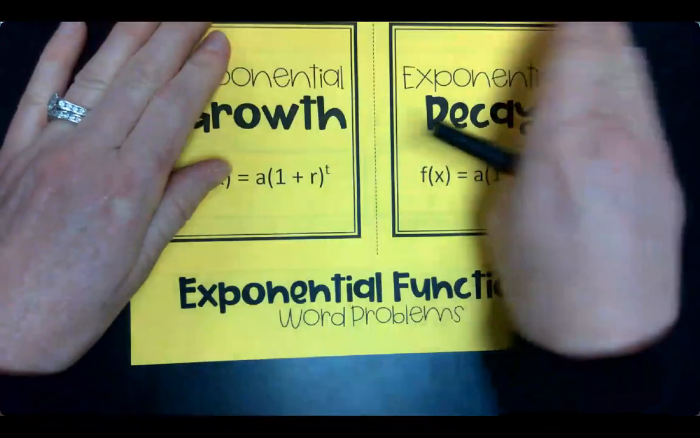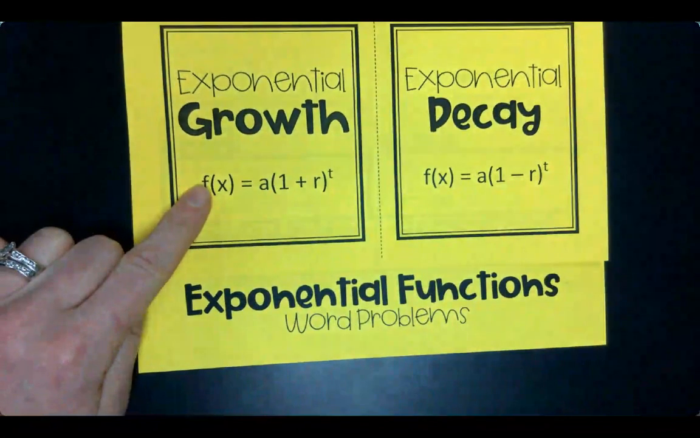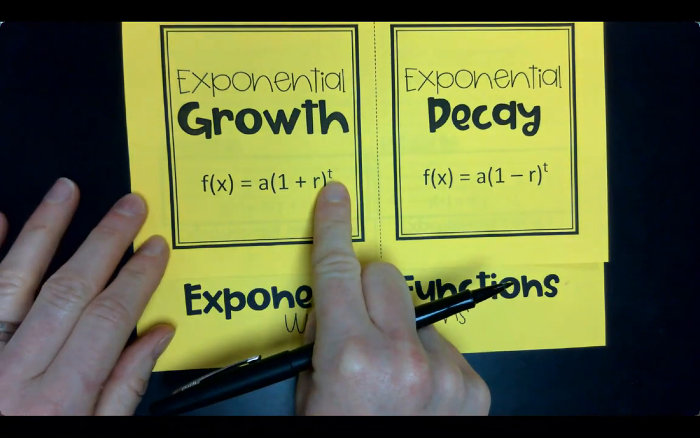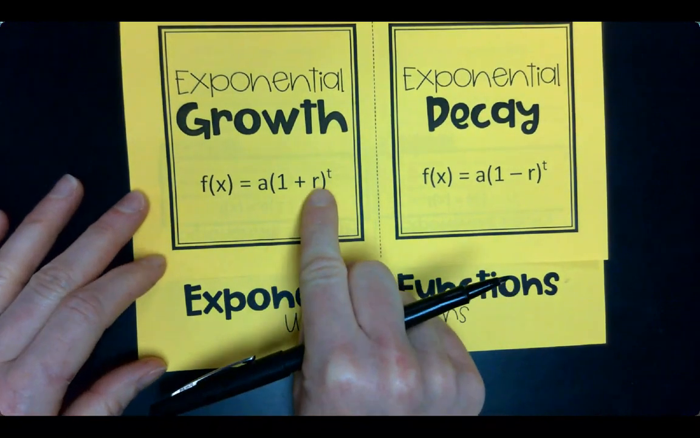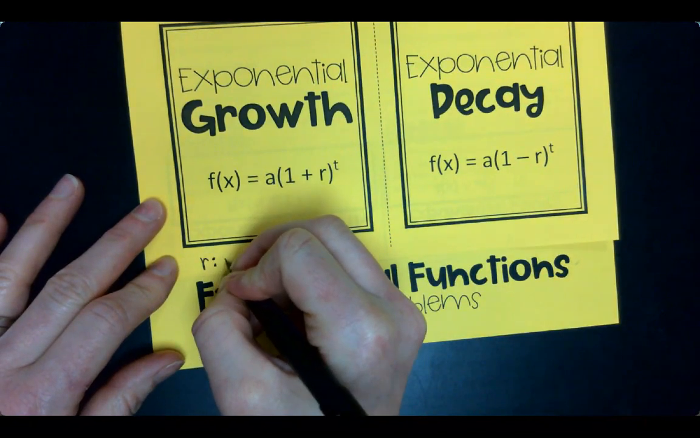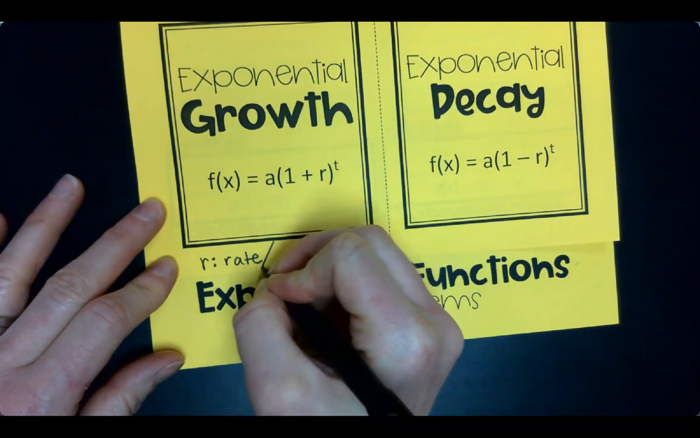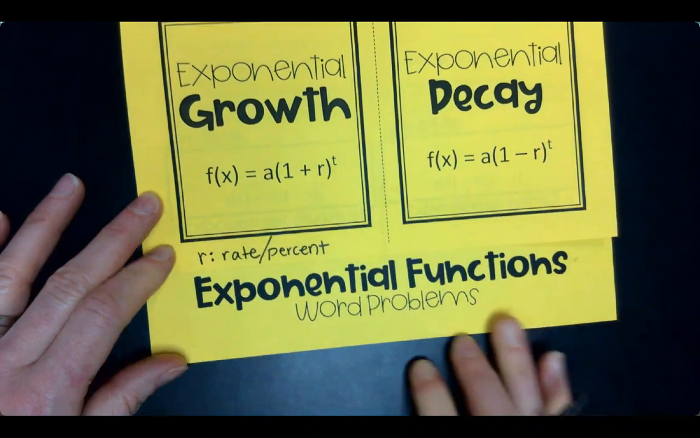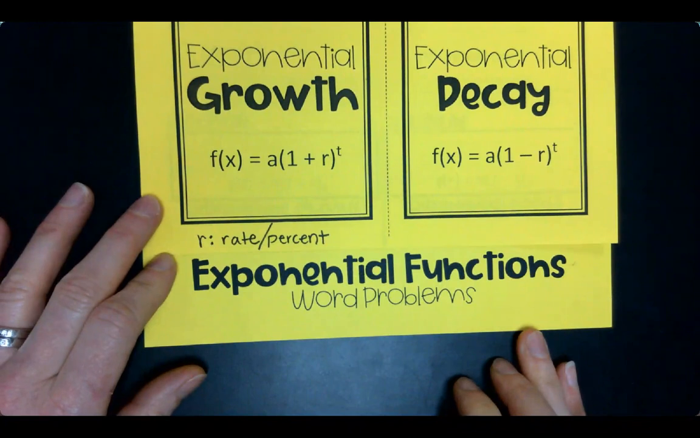So we are going to start with exponential growth. So here on the left side, f of x equals a times (1 plus r) raised to the t. R, let's go ahead and write that. R is going to be your rate slash percent. Go ahead and write that down.